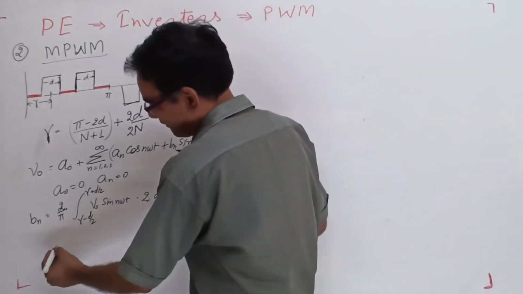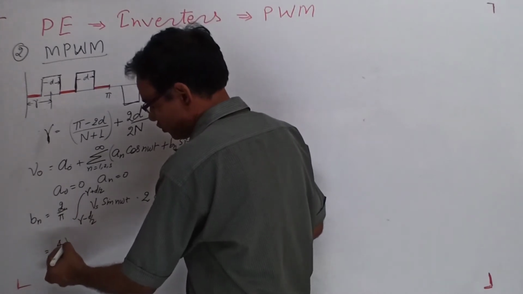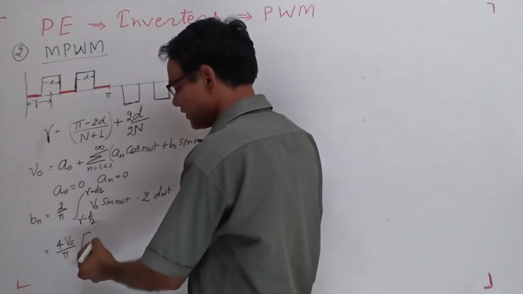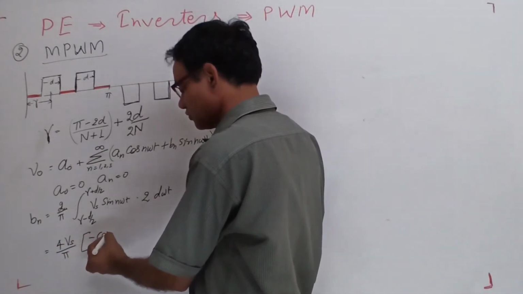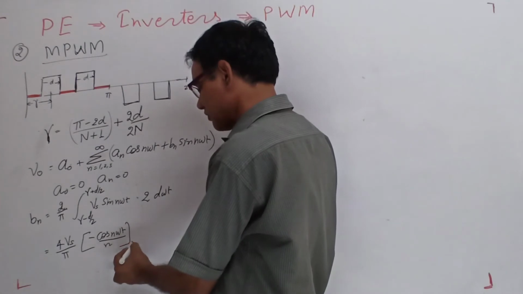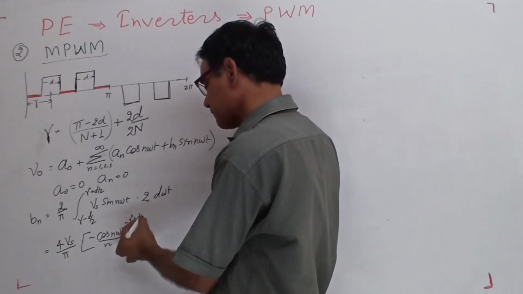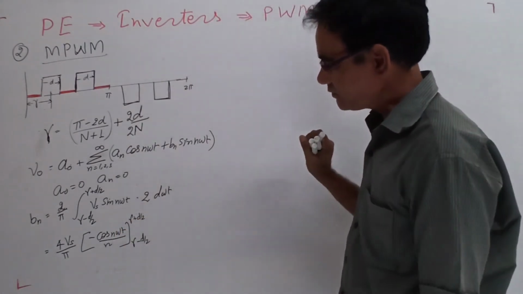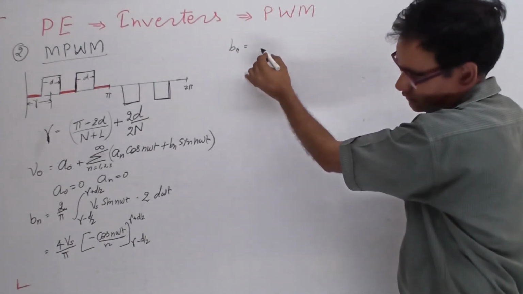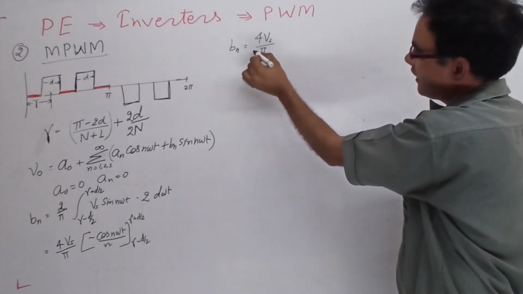Now this bn can be simplified to 4 Vs upon pi. The integration of sine becomes minus cos n omega t upon n, with limits from gamma minus d by 2 to gamma plus d by 2. Now the value of bn is equal to 4 Vs upon n pi.